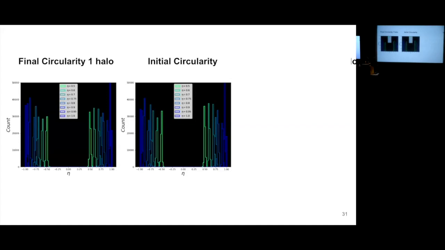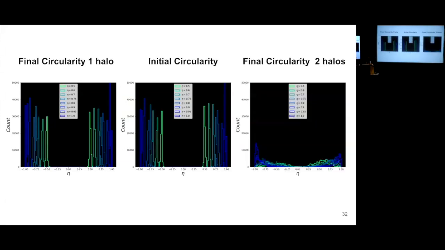Now, if you look at the simulation that's run without a merger, with just one halo, the distribution of circularity still almost remains the same. There are a few little differences, but it still remains the same. But if you have two halos merging with each other, the final circularities change drastically. So the takeaway point here is that orbits deviate from initial circularities after the merger.